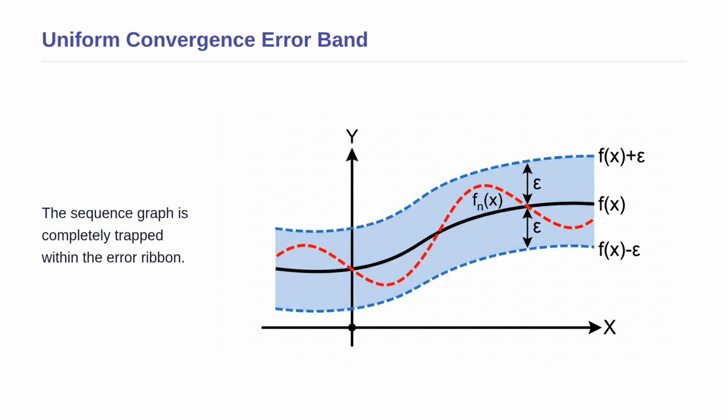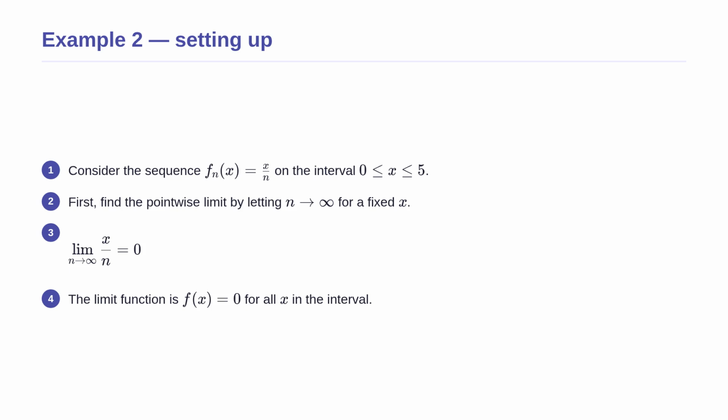If the convergence were only pointwise, parts of the red line might stubbornly poke out of the band no matter how long we wait, because some points would take much longer to settle down than others. Now that we understand the uniform error band, let us look at a sequence that successfully converges uniformly.